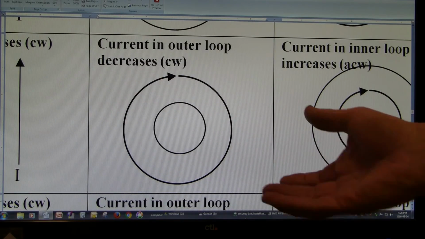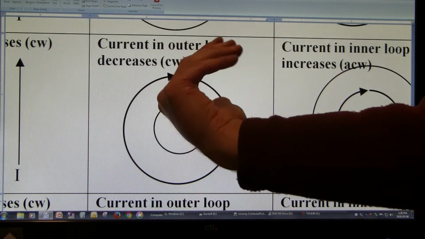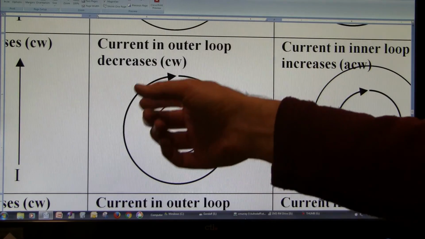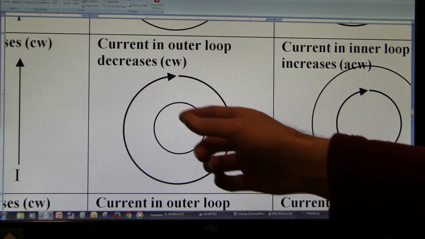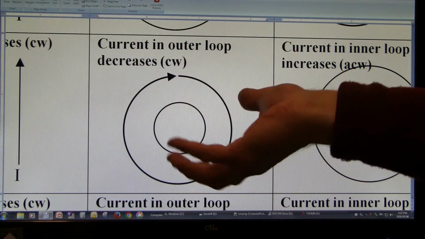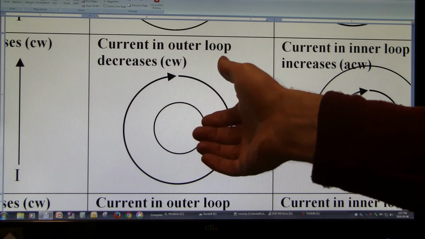Okay, so let's see the outer loop. The outer loop is creating flux into the page. So I use my right-hand rule. It's creating flux into the page, a bunch of X's inside there, right? We are losing flux into the page, and so the inner loop reacts by creating flux into the page. Therefore, it's clockwise.